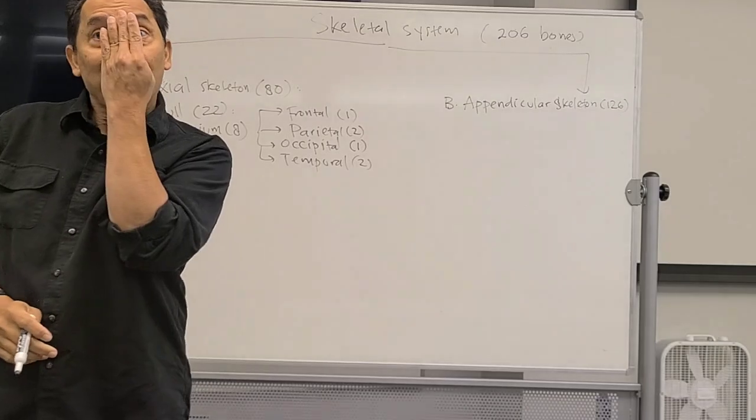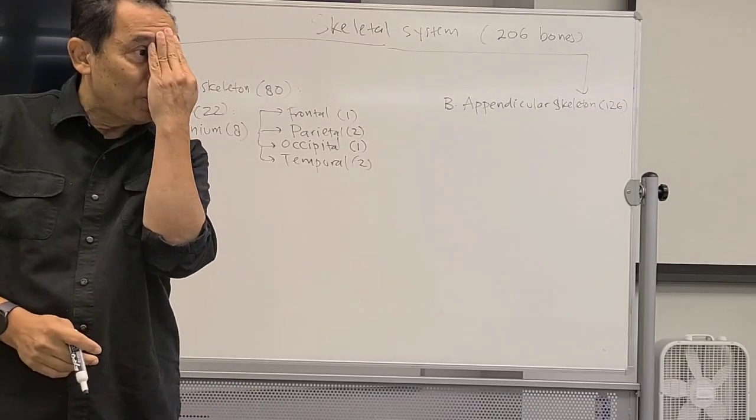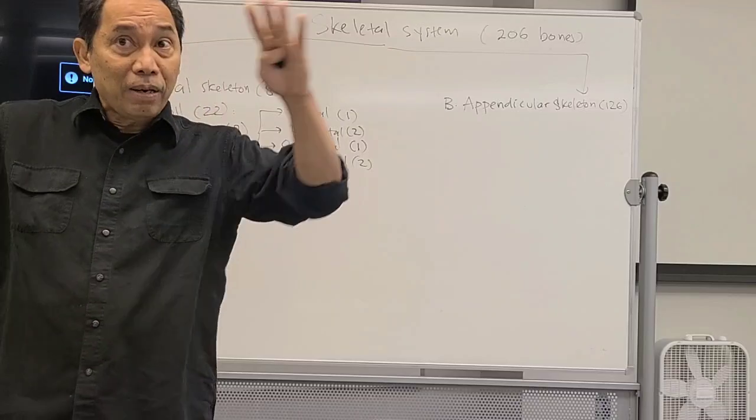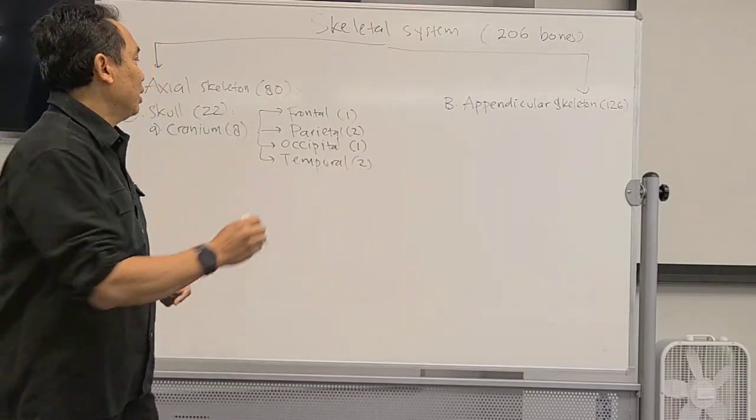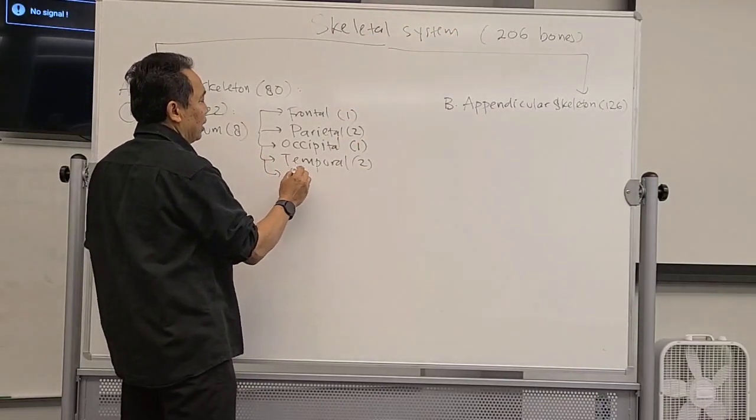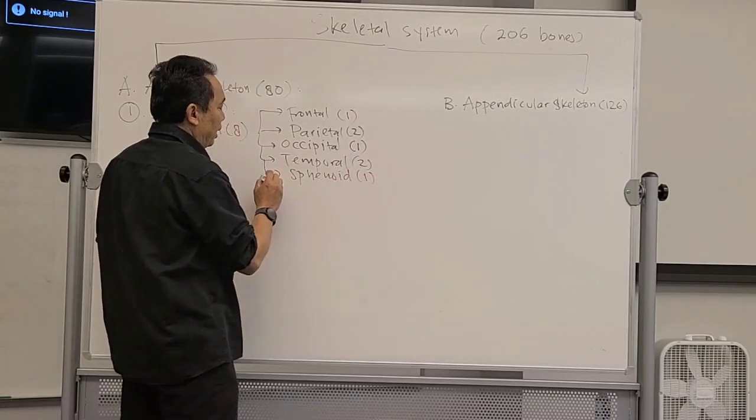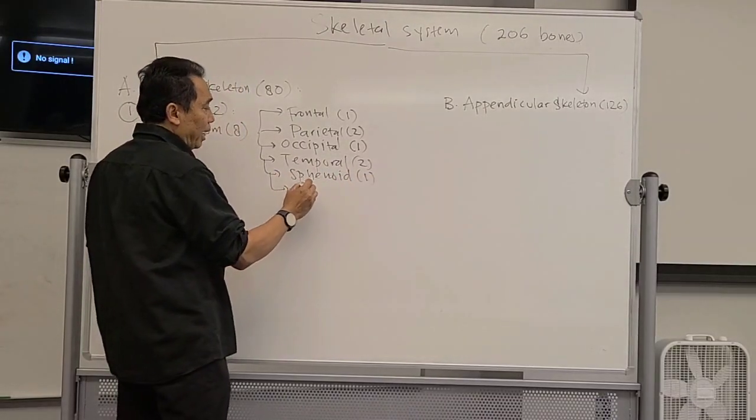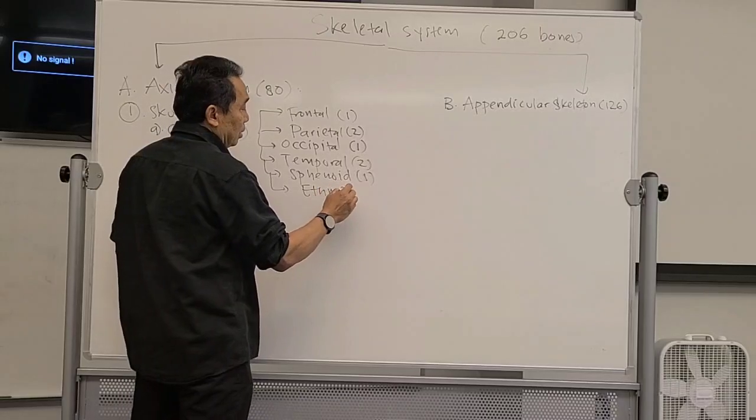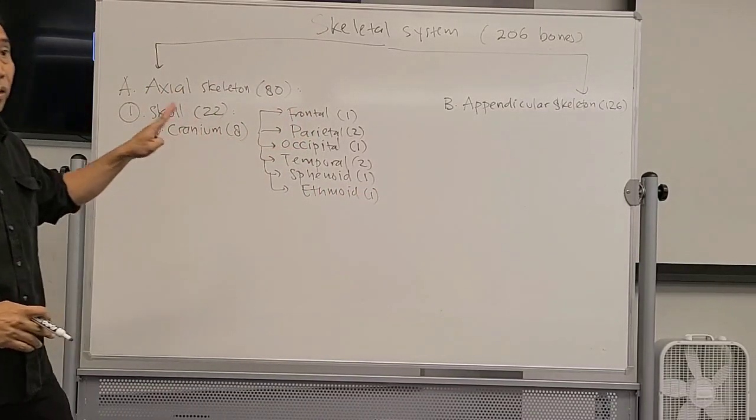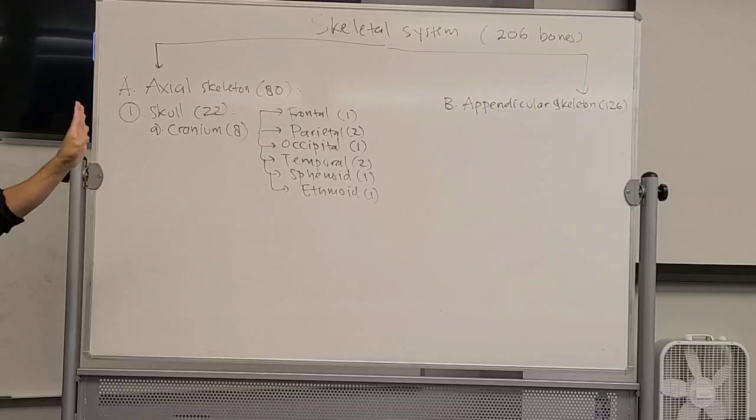Okay? And on the front over here, you have 2 more bones. The bigger one is called the sphenoid. It looks like a butterfly. So sphenoid, 1, and the smaller one is called the ethmoid, 1. Total 8. That's all the cranial bones.